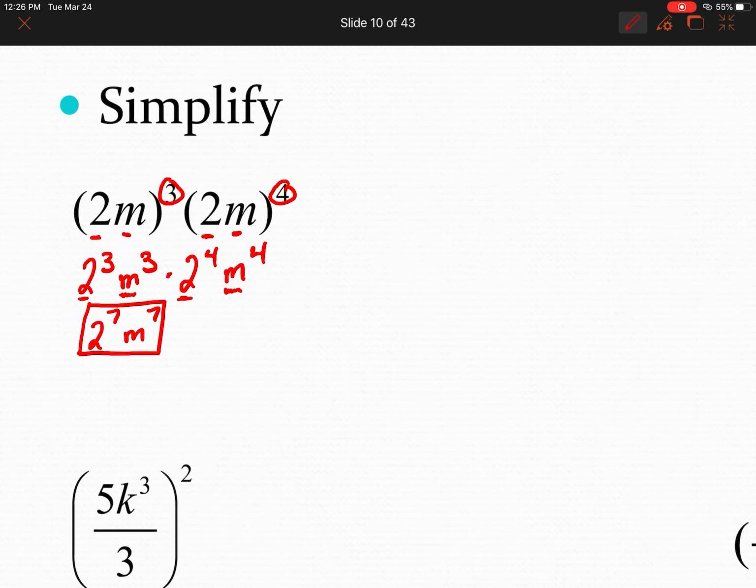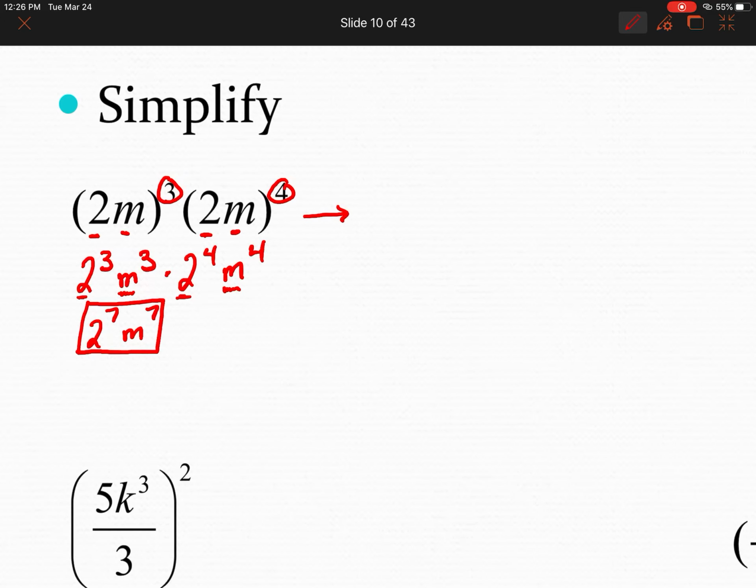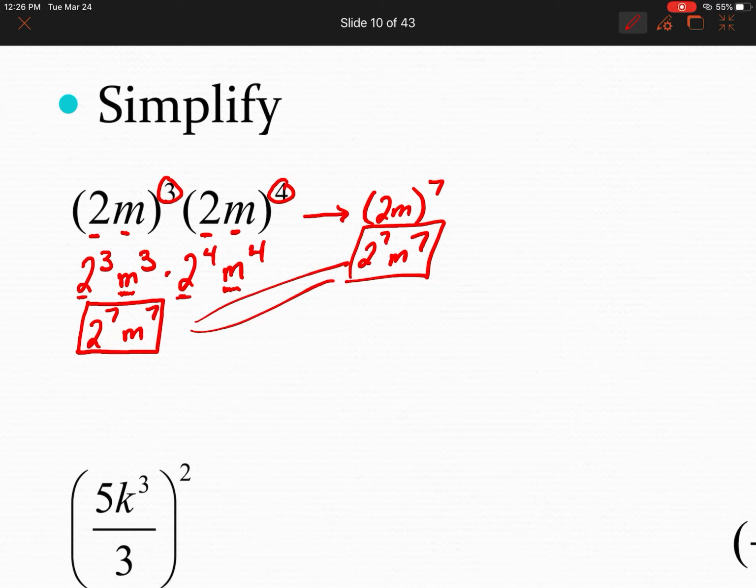Now, somebody may look at this and say, well, I thought I needed to do the product rule. This problem is designed for you to do the product rule. If you had done the product rule first, you would have said, well, this 2m to the third and 2m to the fourth, they have the same base. So I'm going to keep the base of 2m, and I'm going to add the exponents, 3 plus 4, and get 7. But you still end up having to give that power of 7 to the 2 and the m, and so you still get 2 to the 7th, m to the 7th. It's still the same answer. It's a different way to do it.